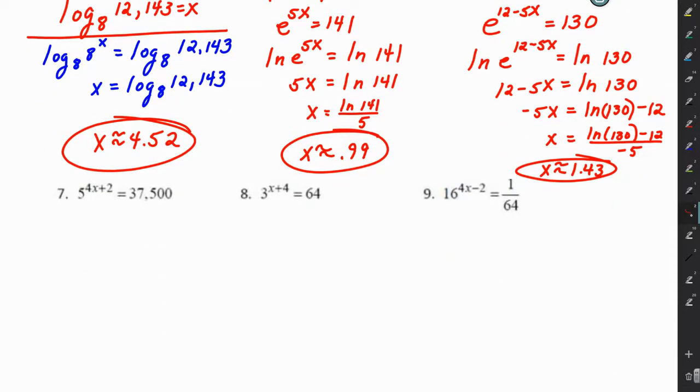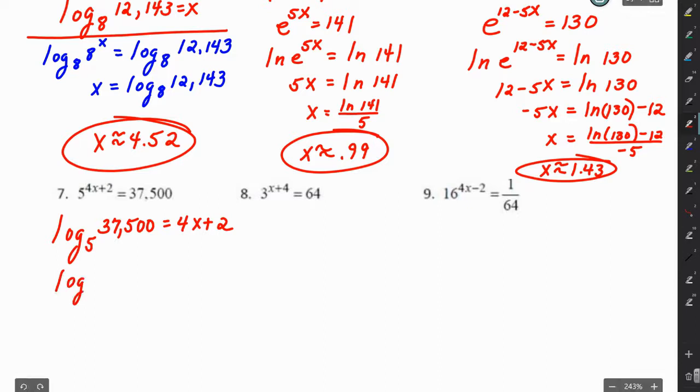All right, moving on to number 7. This time I'm going to use the method of putting it in logarithmic form. This is my base, this is my answer, this is my exponent. Okay, so we have log base 5. And now we just solve for x.